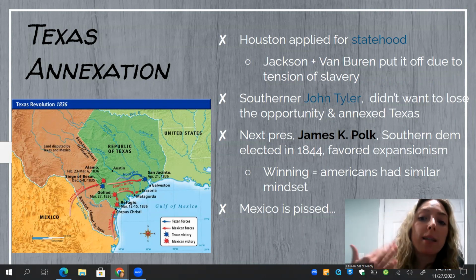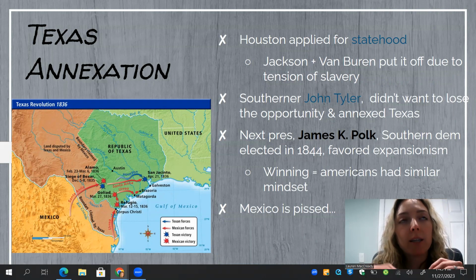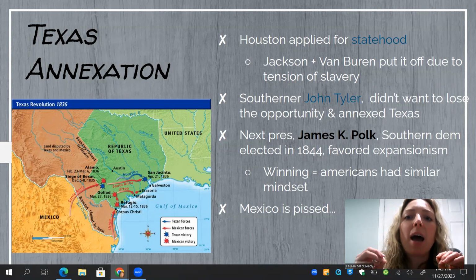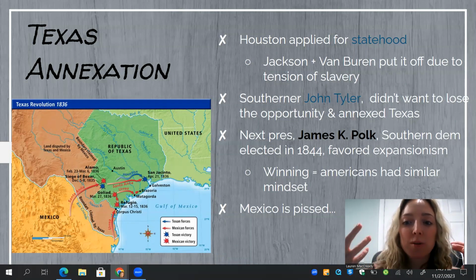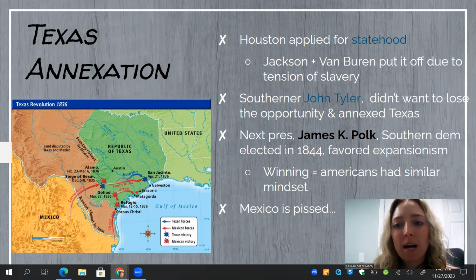And this, going back into the 1830s, was actually under the time of Jackson. And Jackson didn't want to touch it. And Martin Van Buren, the next president, didn't want to touch it. And then even John Tyler, the next president, is a Southerner. He didn't want to lose the opportunity. He was hesitant. There's a lot of primary sources that show his hesitancy to take it, but he does begin the process because he doesn't want to miss the opportunity.